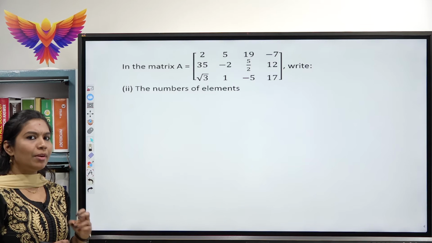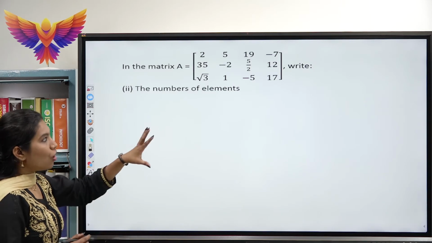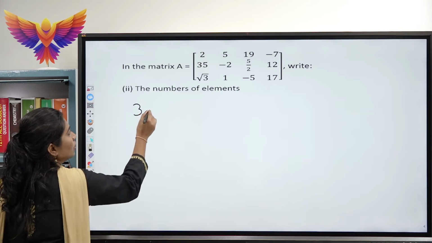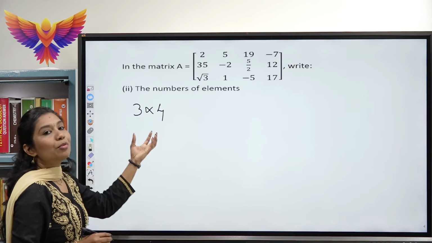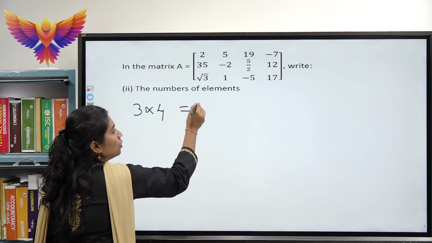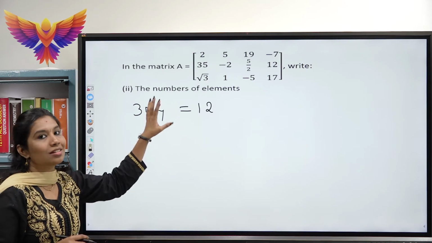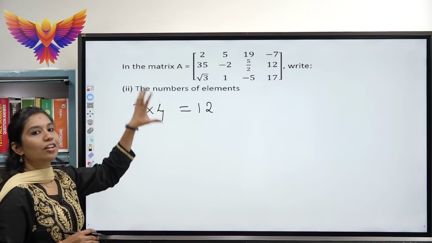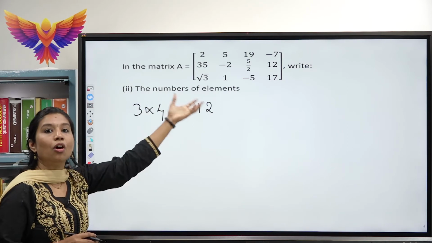So the number of elements can be easily analyzed by looking into the order. We know the order, as I've already said, it is a matrix of order 3 cross 4 here. Right. So the number of elements will be 3 into 4, which is equal to 12. So we can say that we have 12 elements in the given matrix. This was a very simple question where we just have to find out the number of elements in a matrix, which can be analyzed through the order of a matrix.